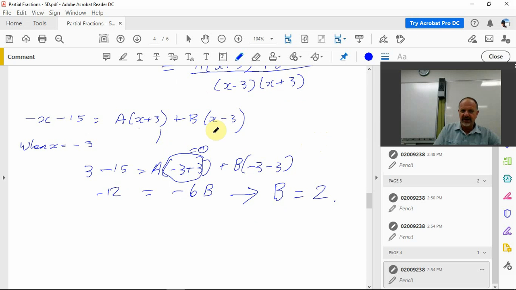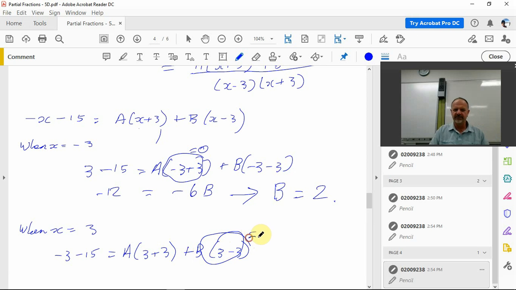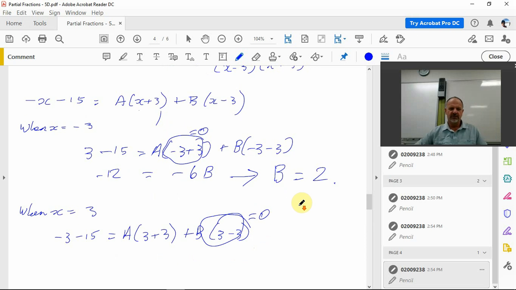So to make this bracket equal 0, x is 3. So when x is equal to 3, I've got minus 3, minus 15 equals a(3 plus 3) plus b(3 minus 3). And then this bit is equal to 0. So what I have then is that minus 18 is equal to 6a, and from that, a is minus 3.